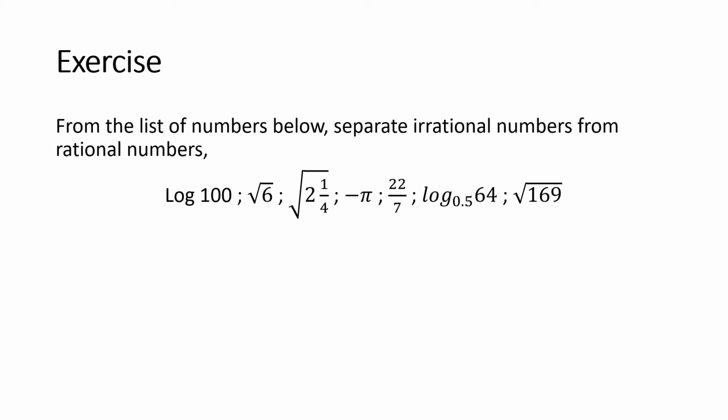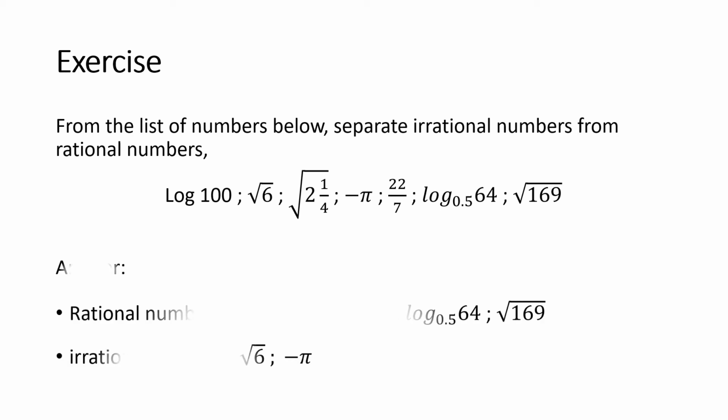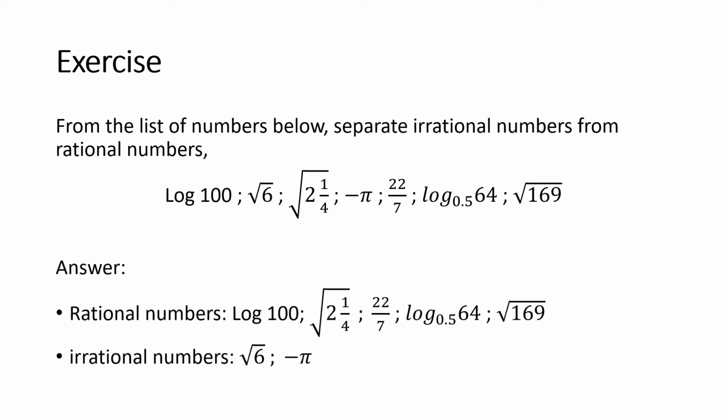Right, here are the answers. Starting with log 100. Log 100 simplifies to 2. So we are saying log 100 is a rational number because 2 is an integer. All integers are rational numbers.